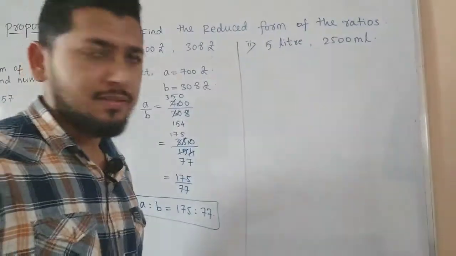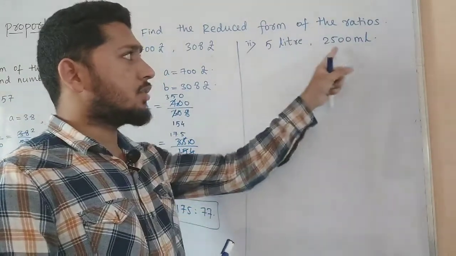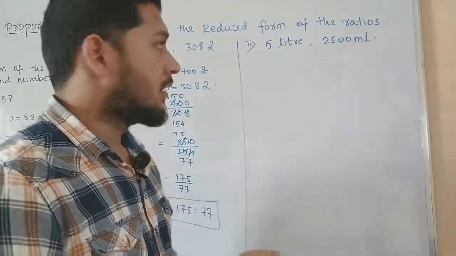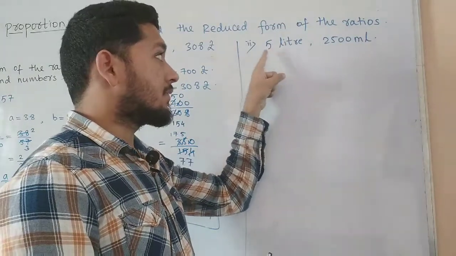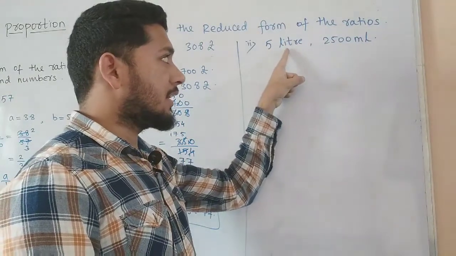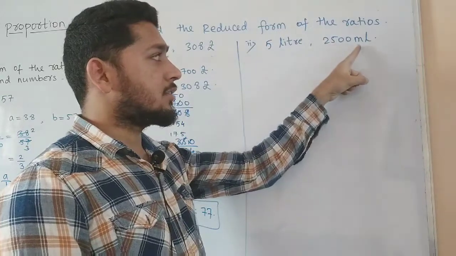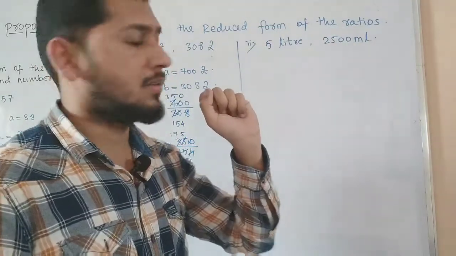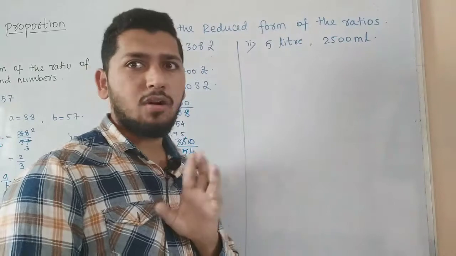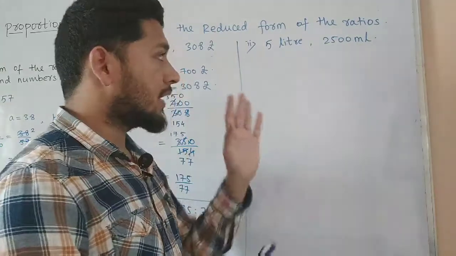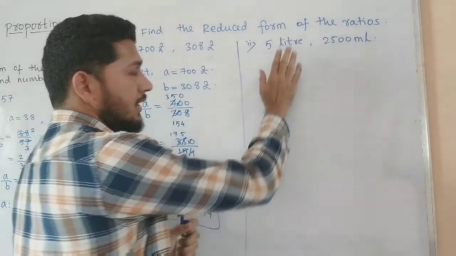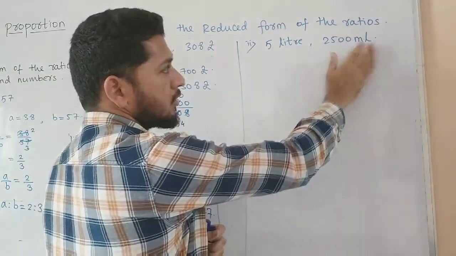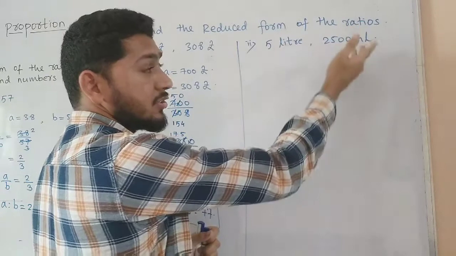Here you can see 5 liters and 2500 ml. In these two quantities, if you see the units, in the first quantity the unit is given as liter, in the second quantity the unit is given as ml, means milliliter. So both the units are not the same. First we need to make them the same. How to make the units the same? Ml cannot change into liter, but liter can be changed into ml.